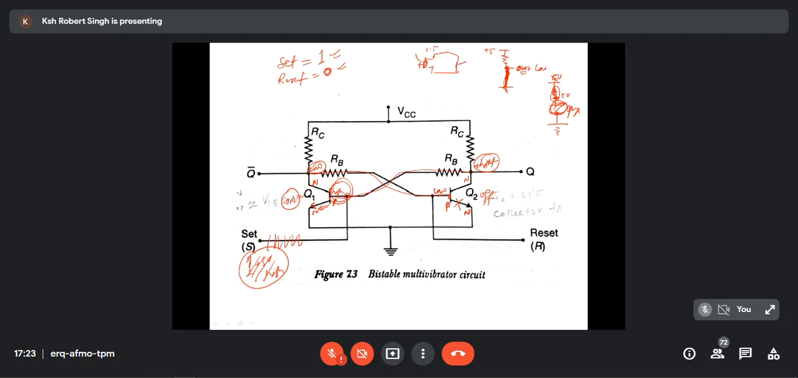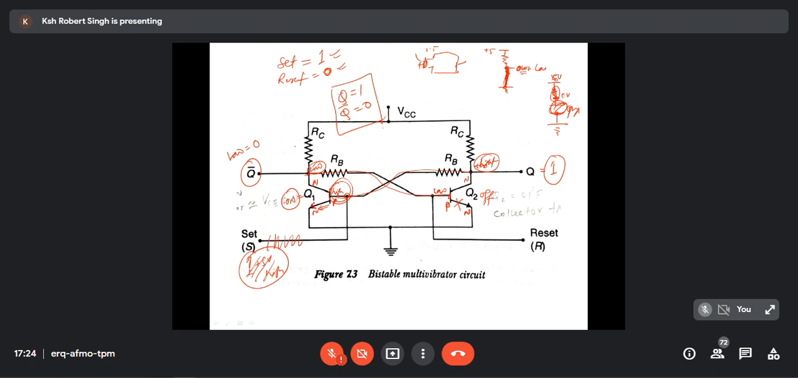If it is on, this Q bar voltage at this point will be low, that is 0. And this is high, then Q will be equal to 1. So we can conclude that Q will be equal to 1 and Q bar will be equal to 0. It will be like this forever.